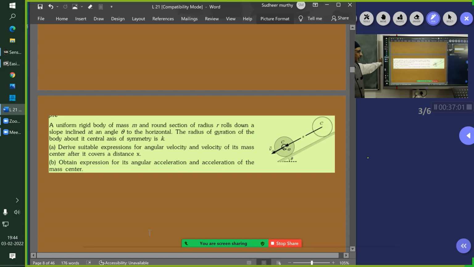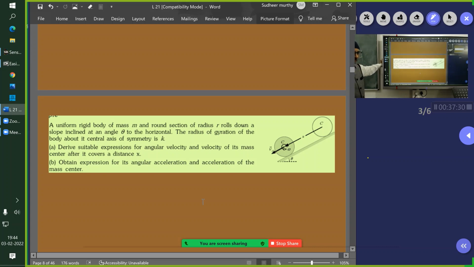Uniform rigid body of mass m. Just let's go to the strategy now. Let's not go on solving the problem. Let's look at the strategy. A uniform rigid body of mass m and round section of radius r rolls down a slope inclined at theta to the horizontal. The radius of gyration of the body about its central axis of symmetry is k. Derive the suitable expression for angular velocity and velocity of the mass center after it covers a distance x.